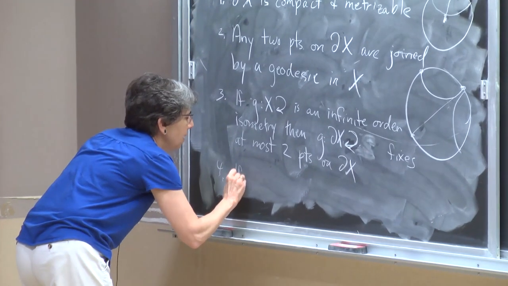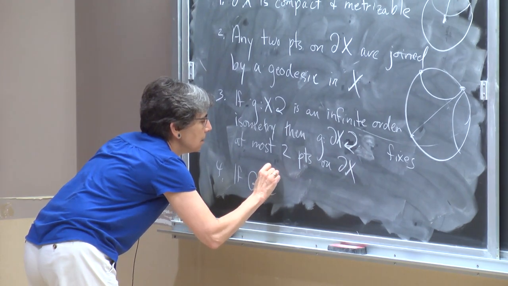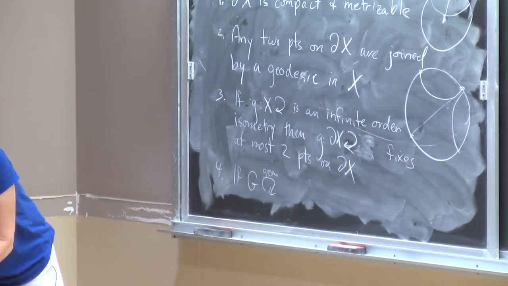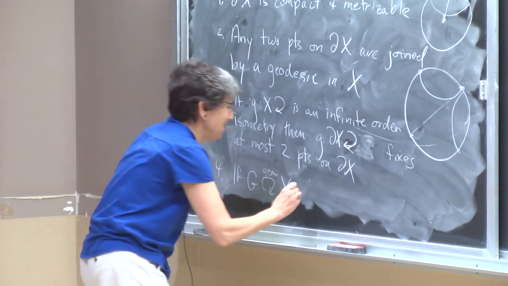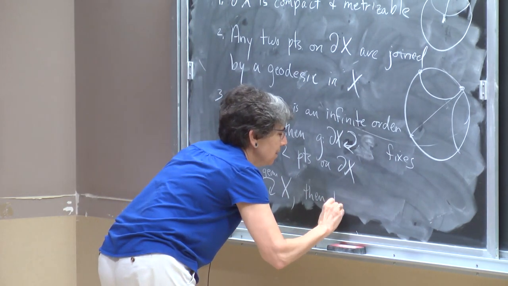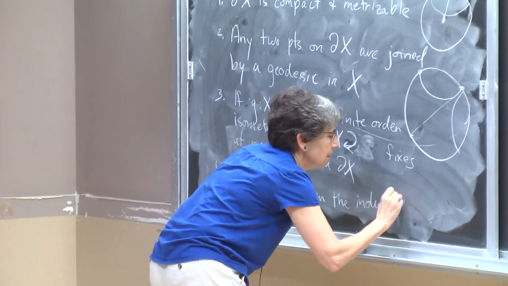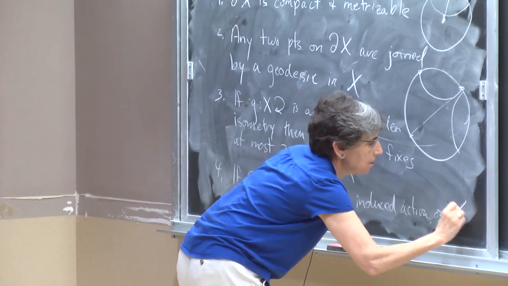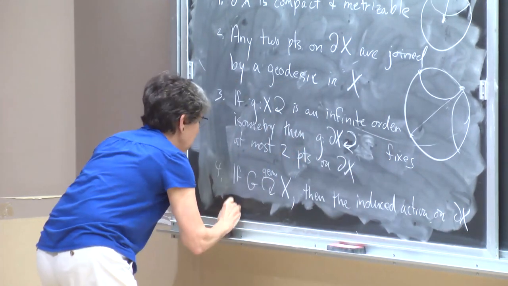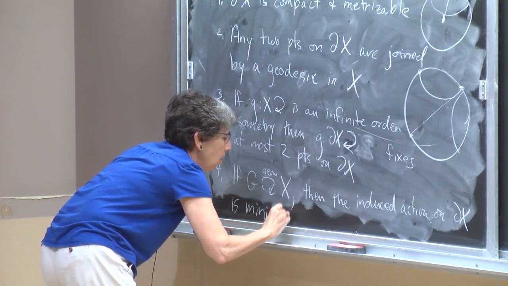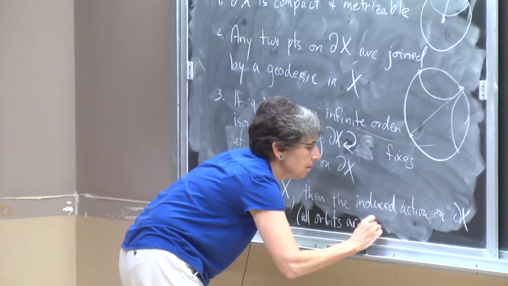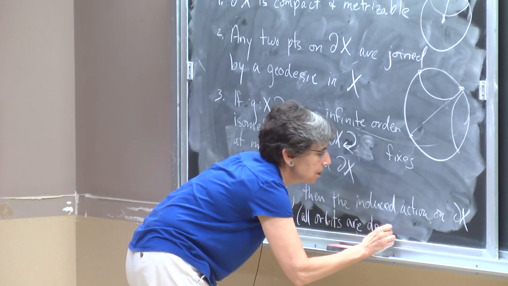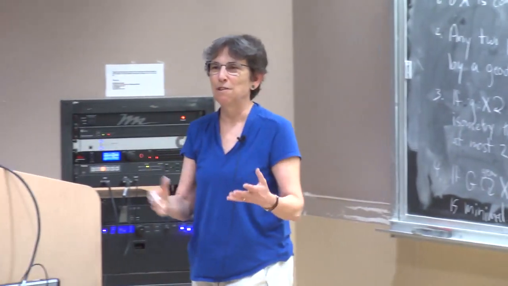Let's take a whole group acting. If G acts geometrically on X, any dynamical systems people in here? All right, then the induced action on the boundary of X is what's called minimal, which means all orbits are dense. I'm not going to say too much about that, but having a minimal action is important if you're interested in dynamical properties of something.